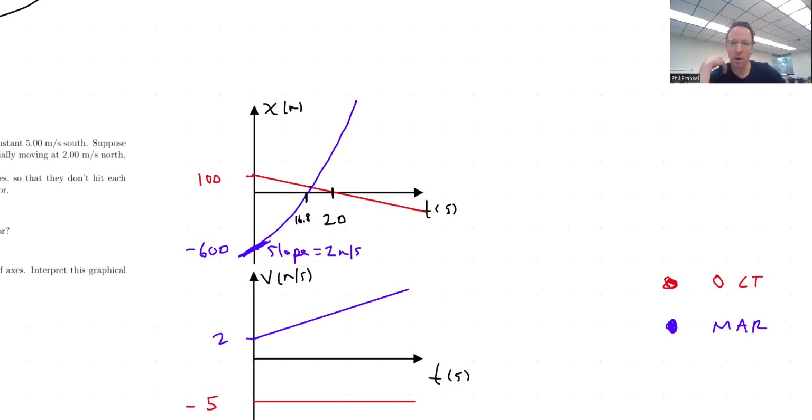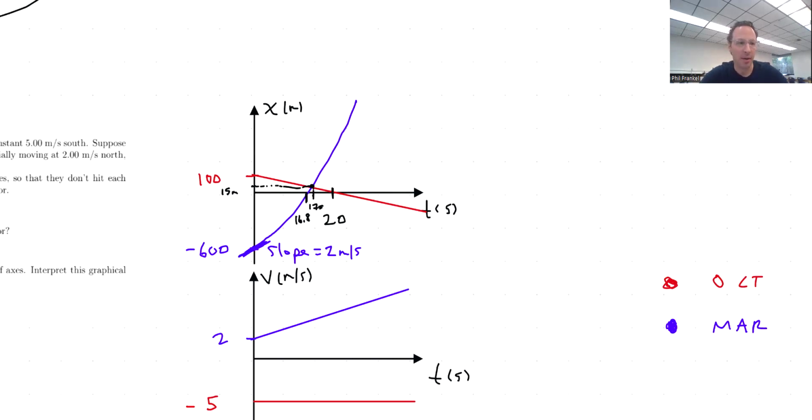This time, where the Marlin's and the octopus's position functions intersect, that's the time at which they have the same position. We know from our previous calculations that that's 17 seconds, and that occurs at 15 meters. So think about that. They're both at 15 meters at 17 seconds.